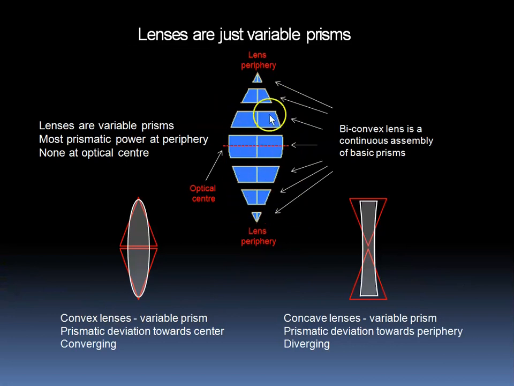Lenses are just variable prisms with the highest prismatic power in the periphery and the least in the center. The variable prismatic power is what allows lenses to change the divergence of light as compared to simple prisms, which can only change the direction. Here we see a convex lens in which the upper half of the lens has an overall base-down prism effect. The lower half of the lens has an overall base-up prism effect. However, the prisms are variable and change from the greatest power in the periphery to the least in the middle.